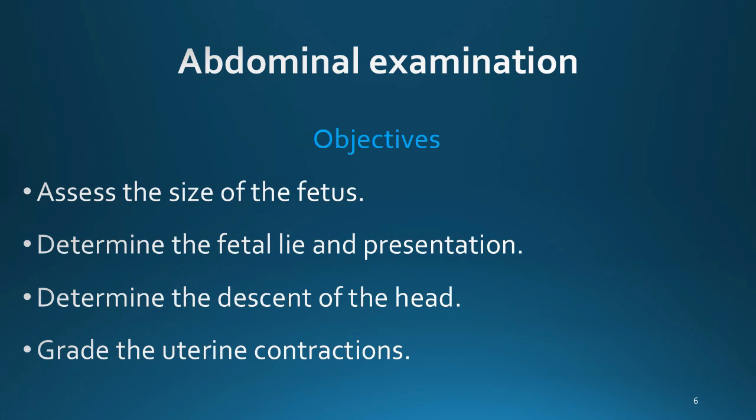Next, assessment of descent and engagement of the fetal head. It can assess the progress of labor, and it should be done before each vaginal examination. The amount of descent is assessed by palpating how many fifths of the head are palpable above the pelvic brim. Next, assessing uterine contraction. I have already explained contractions in my previous lesson. We need to monitor contraction interval, duration and intensity. These are very important parts of assessing labor progress.